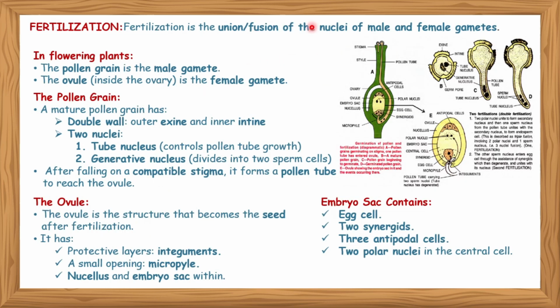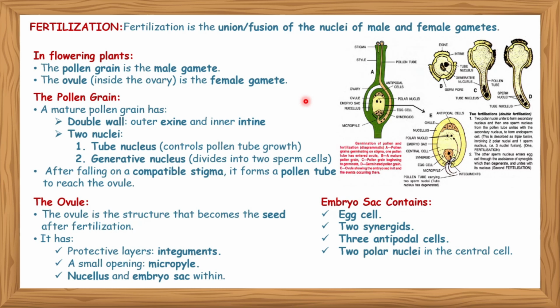Fertilization. It is the union or fusion of the nuclei of male and female gametes. In flowering plants, the pollen grain is the male gametophyte. The ovule inside the ovary is the female gametophyte. The mature pollen grain has a double wall, outer exine and inner intine. There are two nuclei. Tube nucleus controls the pollen tube growth. Generative nucleus divides into two sperm cells.